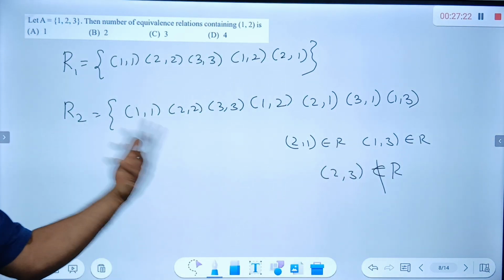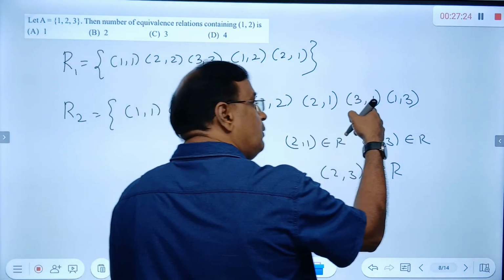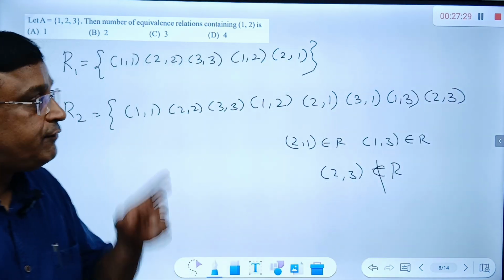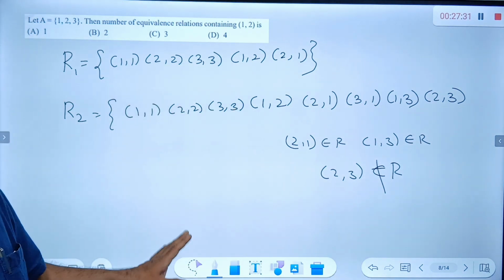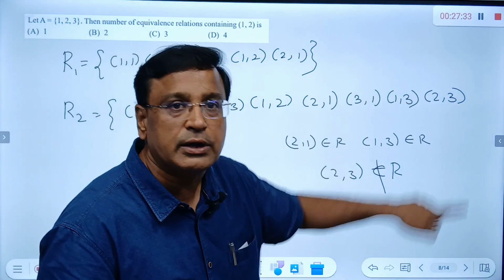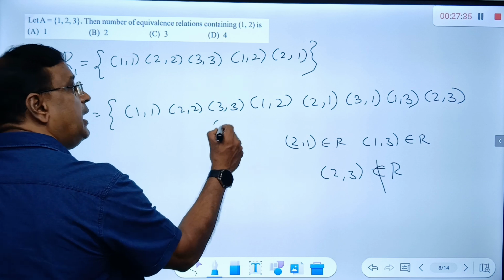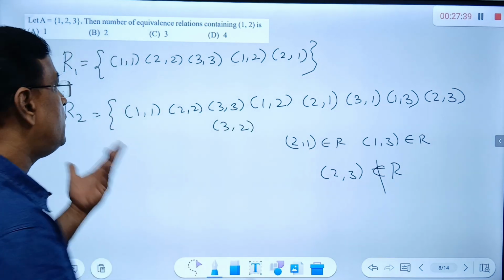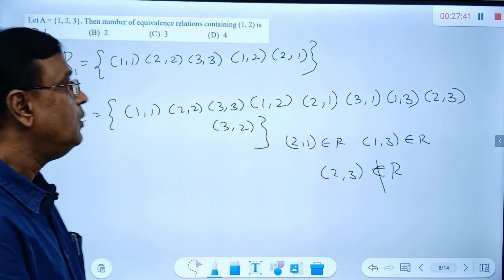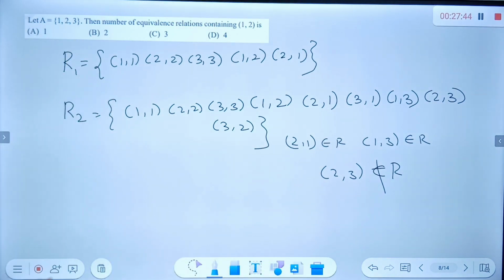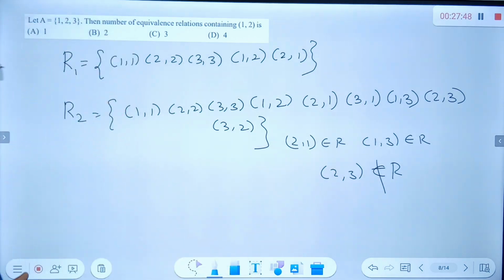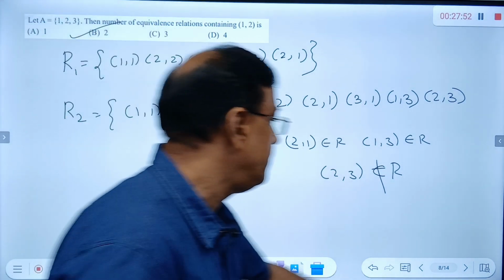So if you want to make it transitive, and I had 3 1 and 1 3, I should definitely add 2 comma 3. If I add 2 comma 3, problem. It is reflexive but not symmetric. How do you make it symmetric? By adding 3 comma 2. Now what is left for me to add? Nothing. So this is my A cross A. These are the two examples of relations for this particular condition, which is an equivalence relation. Therefore, the answer is option B. There are two such relations.